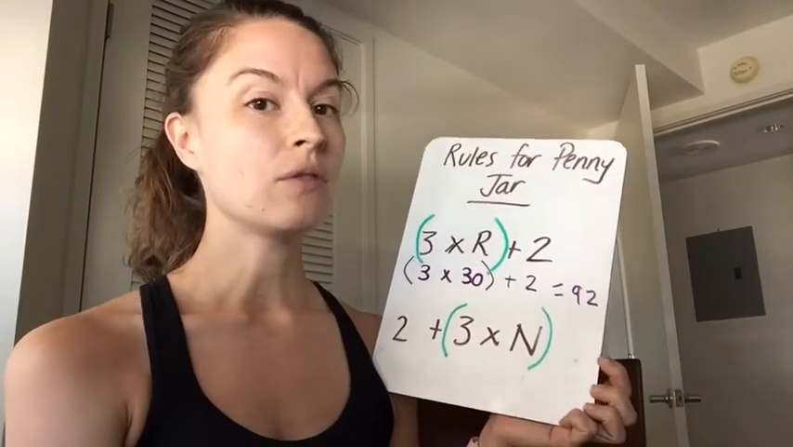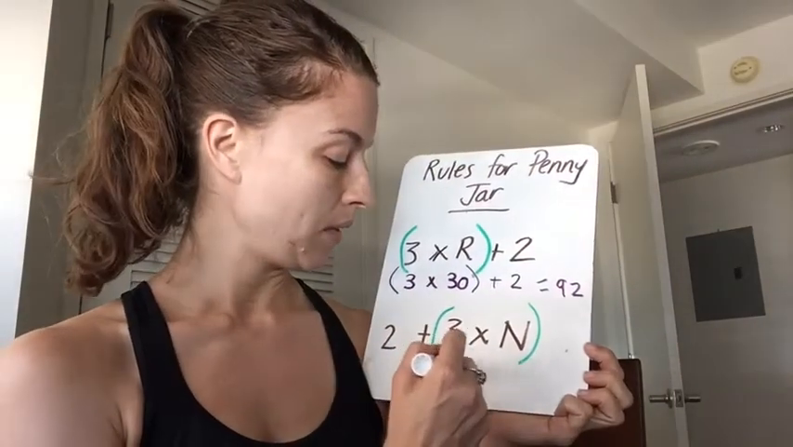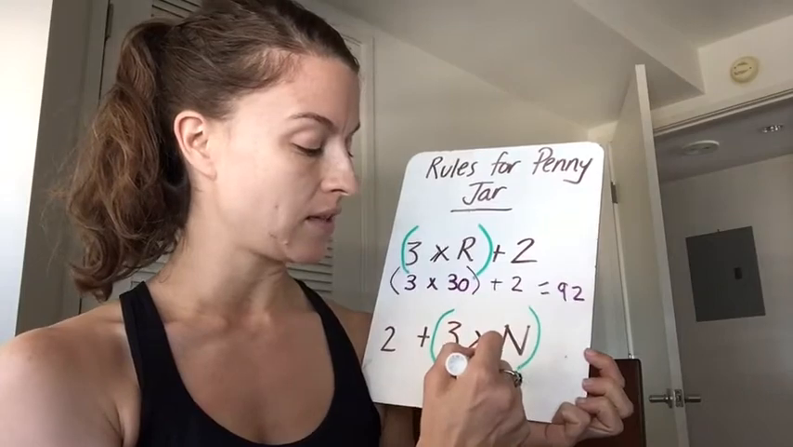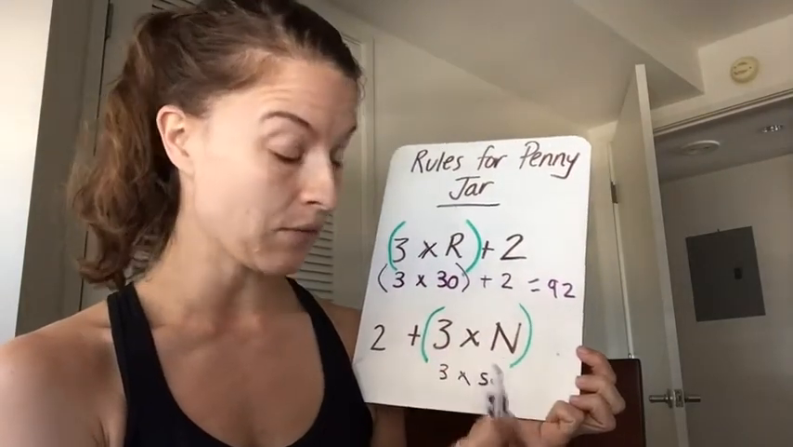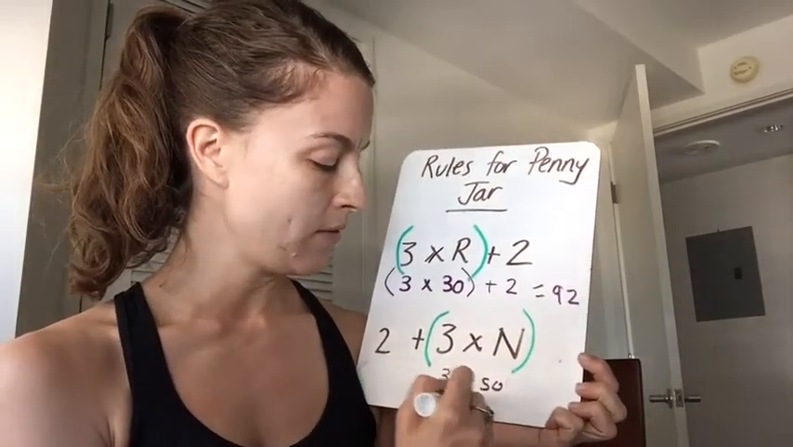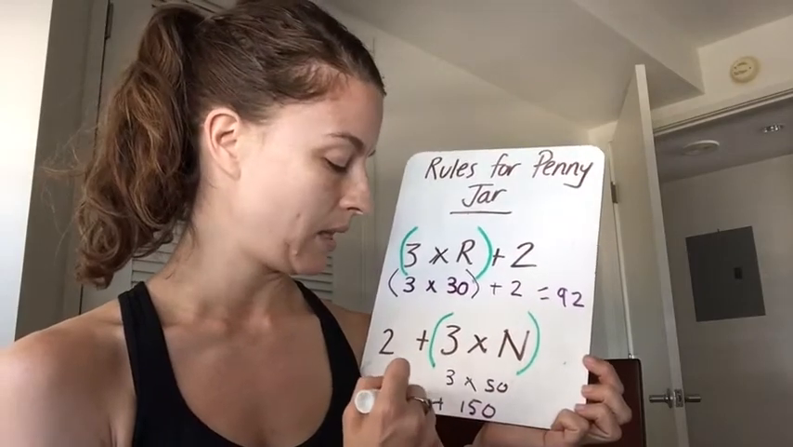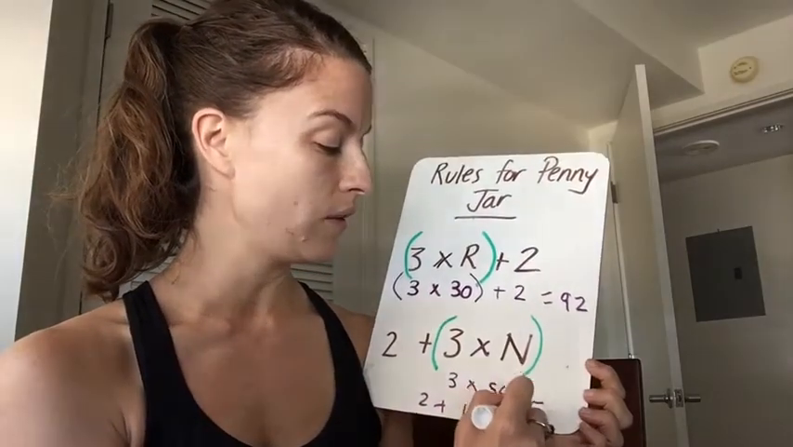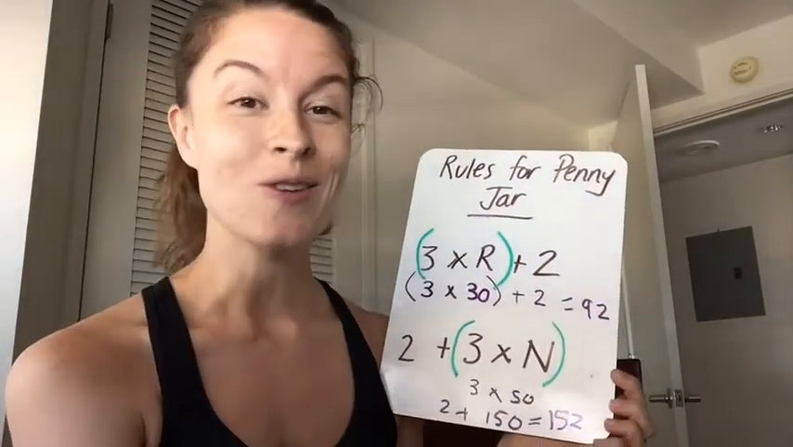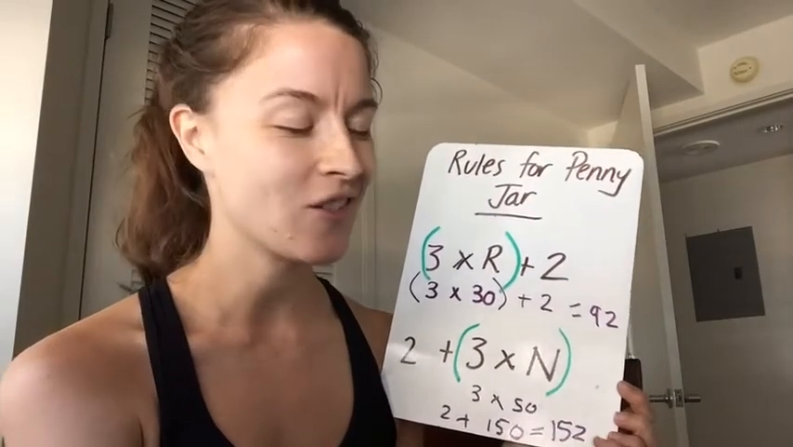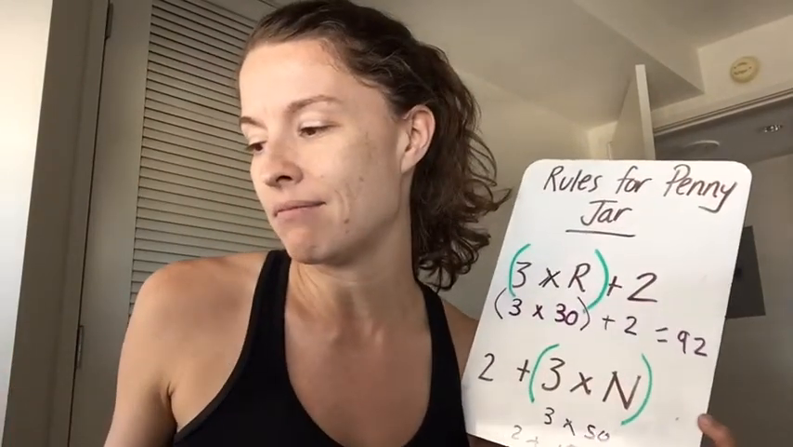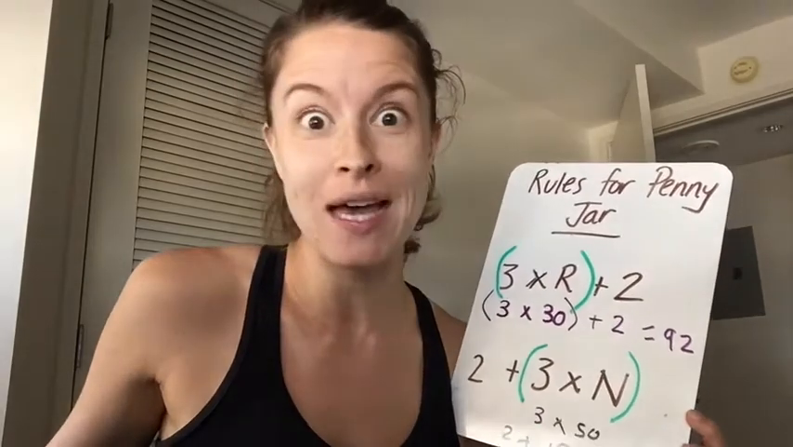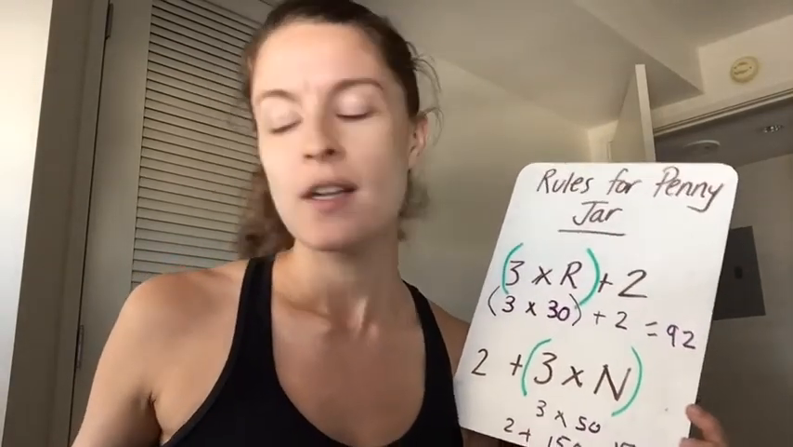Okay, welcome back. So if you said 3 times, and you put the 50 because that's the number of rounds, and we're on the 50th round, and you got 150 from that times 3 plus that 2, and you got 152 pennies. You're so right. Good job, mathematicians. And if you didn't, then you learned something with me, and that's my job to teach.